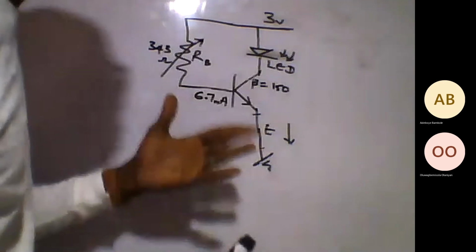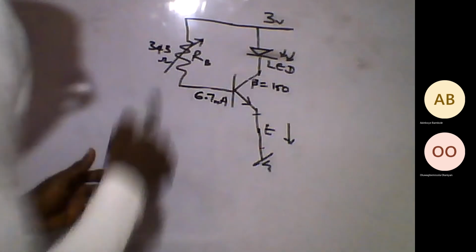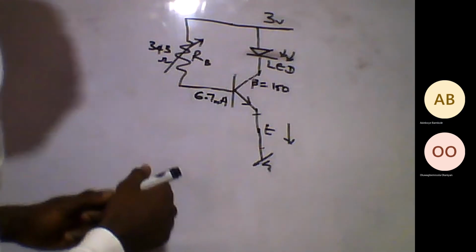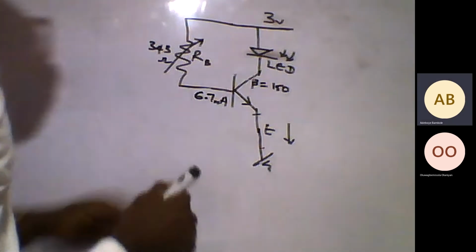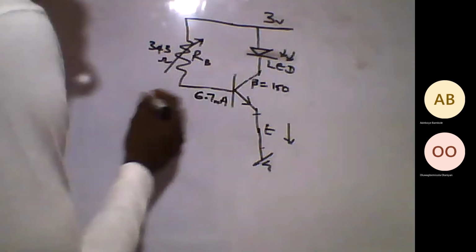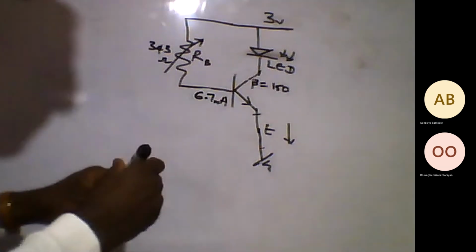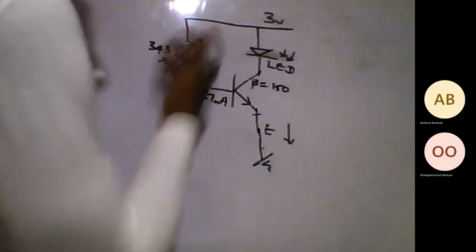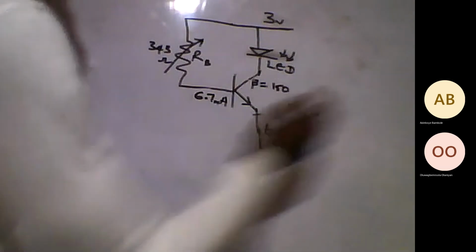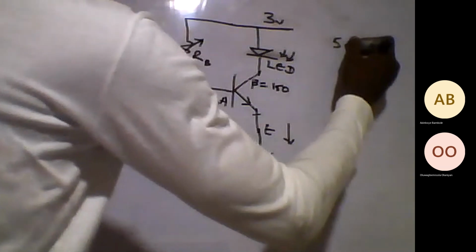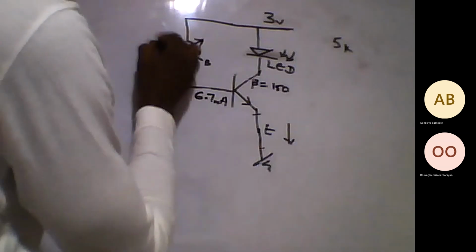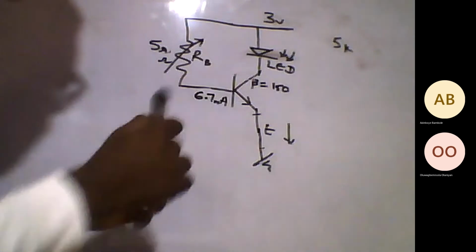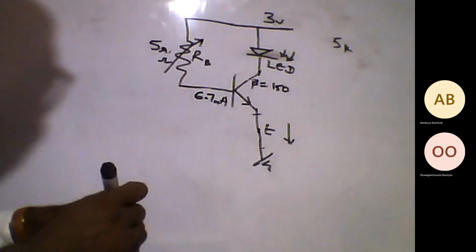Whose maximum value will be what? Maximum value will be 343. No, that is the minimum value, 343. Then the maximum value can be something higher. It can be 1K, 1K is enough, or 2K, or 5K. So you can get a 5K variable resistor, such that you can vary the brightness. Are we together? Yes, sir.